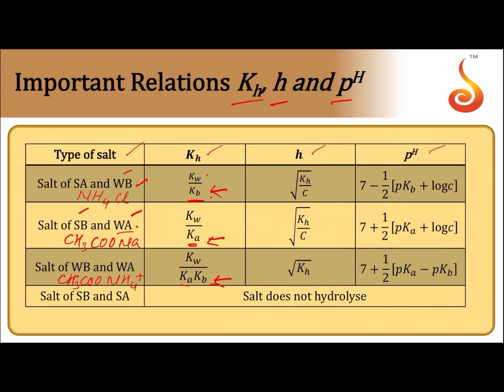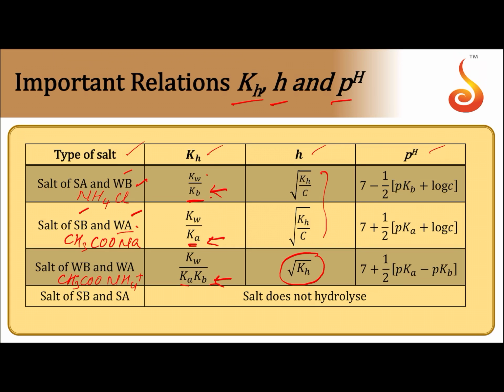Then comes the degree of hydrolysis formula. It will be root of Kh by C. The formula remains the same in both cases. But in the case of a salt of a weak acid and weak base, h is independent of the concentration of the salt. Simply root of Kh we have.